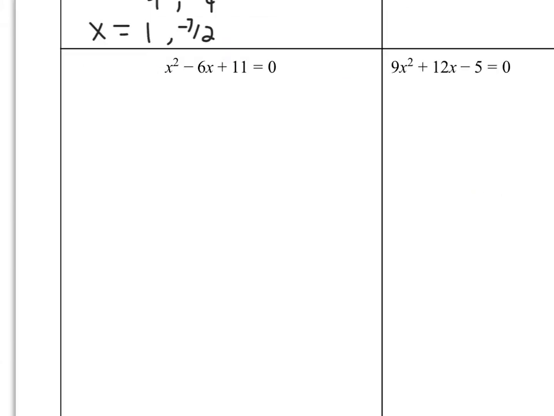In this next problem, we're already equal to 0, so step 1 is done. Step 2 is identify ABCs.